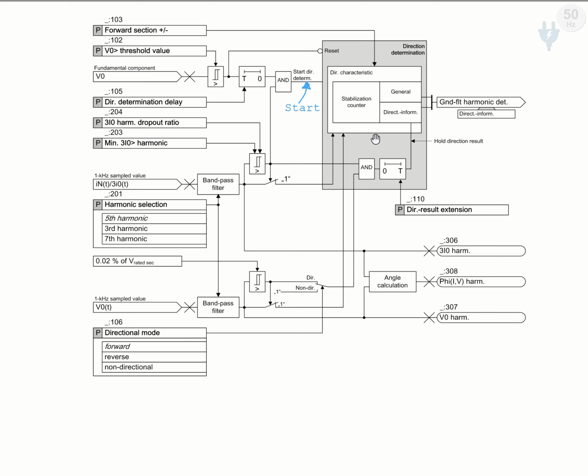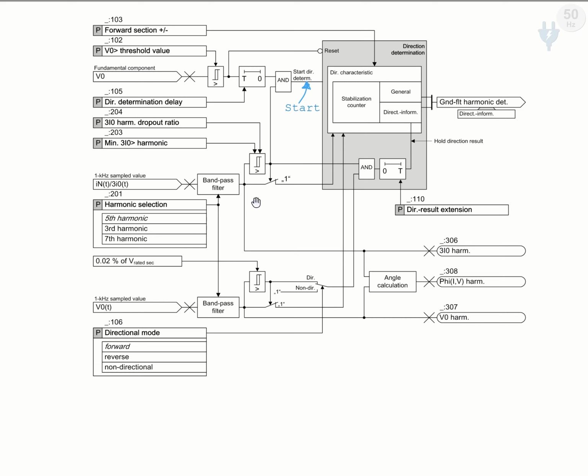In this session, we are going to discuss more about the inside of this operation: which components are required so that the direction characteristic works, and also the angle between the zero sequence voltage and zero sequence current, how they are calculated, and what these bandpass filters do in our block diagram.